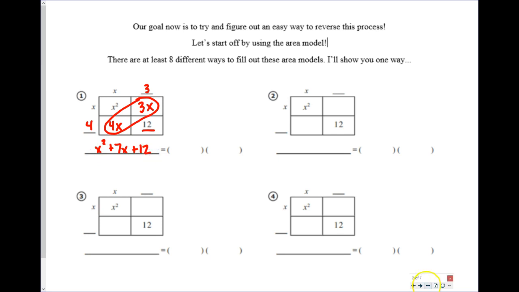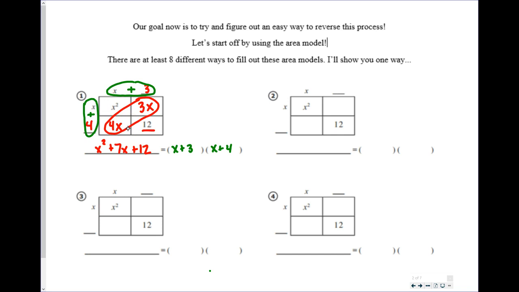But the cool part is now that I reversed it, I now know what goes on the top, and I now know what goes on the side. This is a positive 3, so I can put a plus here. This is a positive 4, so I can put a plus there. So the two binomials that work here would be x plus 3 and x plus 4 because those are the things I have on the side. And that times that, the top times the side, will give me this thing in the middle, right? So we're trying to work from the inside out.